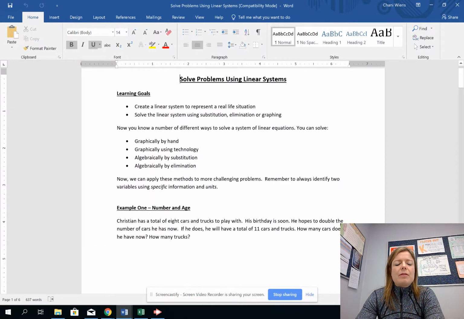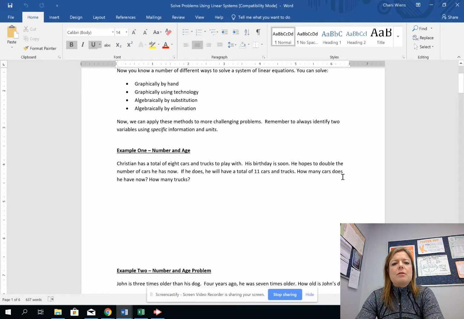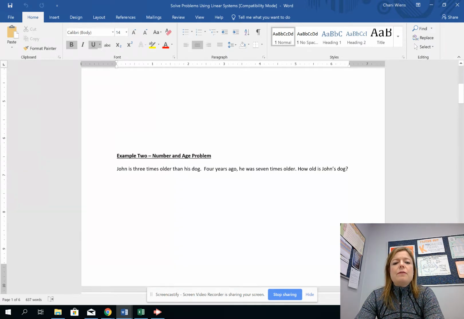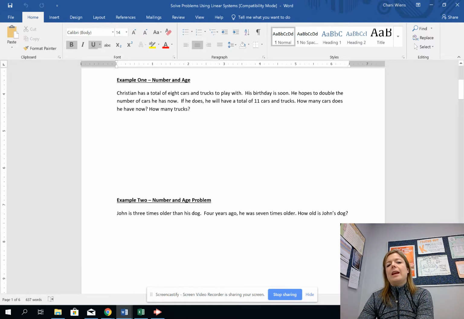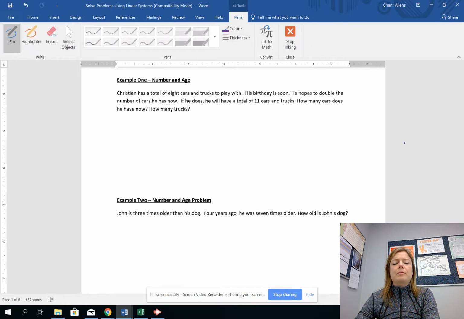So let's just remember that we know a lot of different ways to solve a linear system of equations: graphically by hand, graphically by technology, algebraically by substitution, and algebraically by elimination. So now we can apply these methods to more challenging problems. Remember to always identify two variables using specific information and units. So our first type of question is number and age questions. I'll be doing two examples, which are representative of the type of questions you will get.